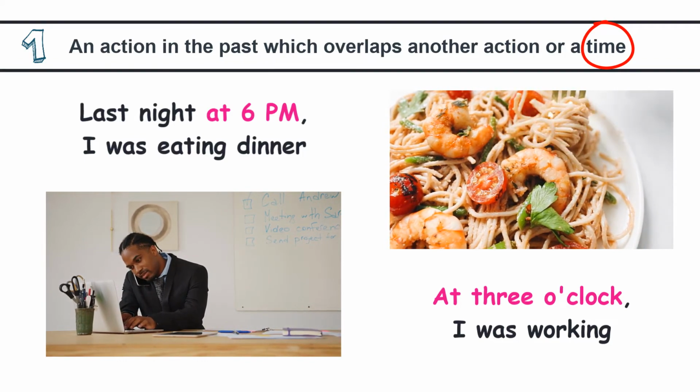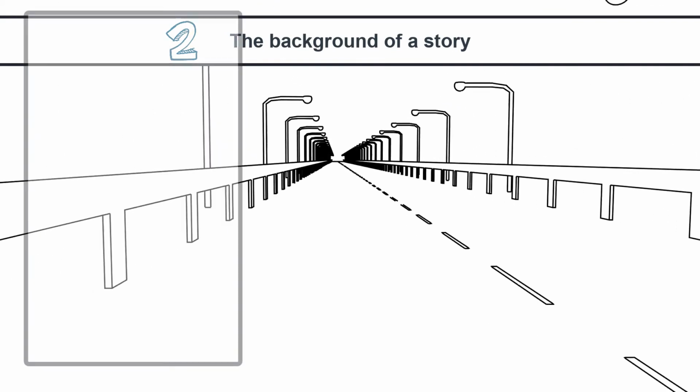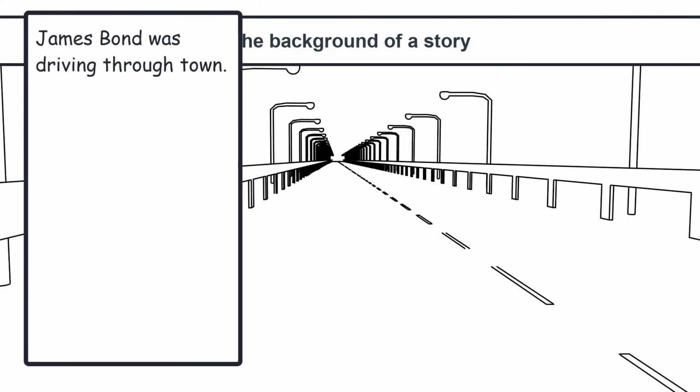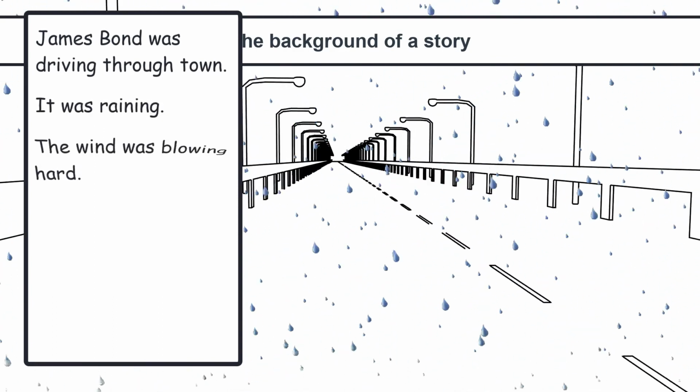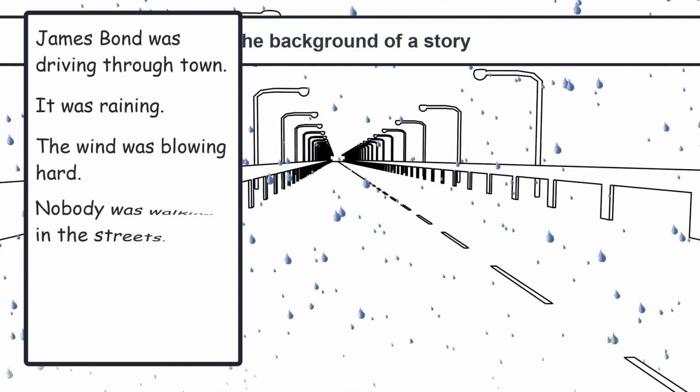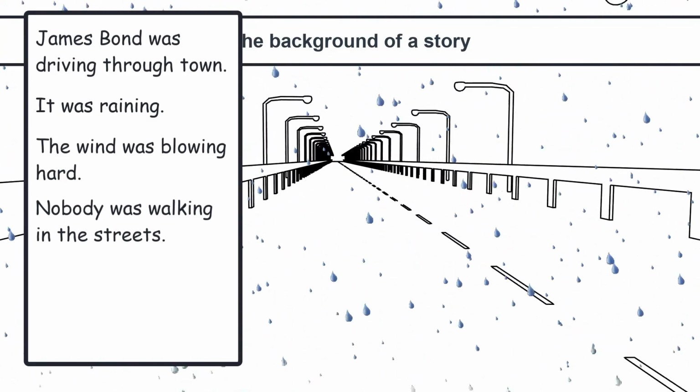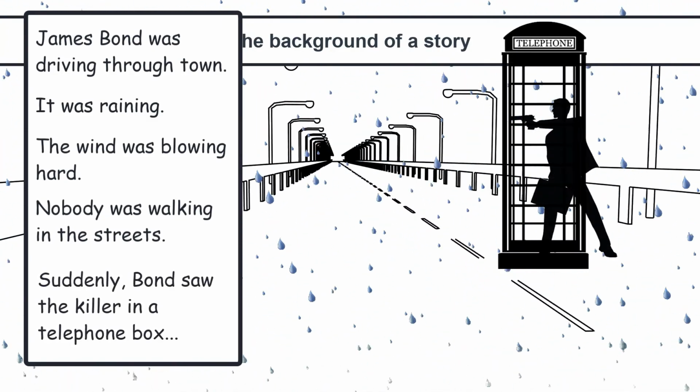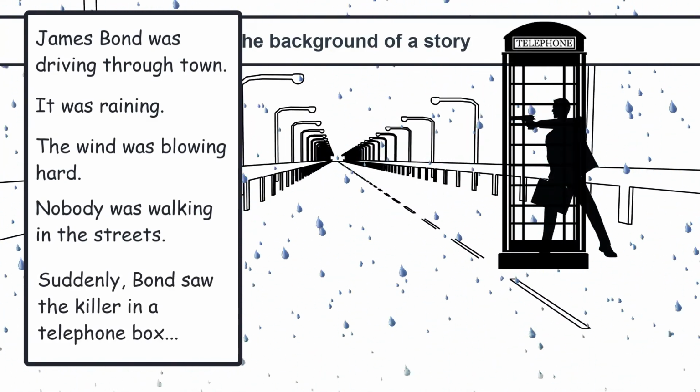In the same way, we use the past continuous for the background of a story. Here is an example. James Bond was driving through town. It was raining. The wind was blowing hard. Nobody was walking in the streets. Suddenly, Bond saw the killer in a telephone box.